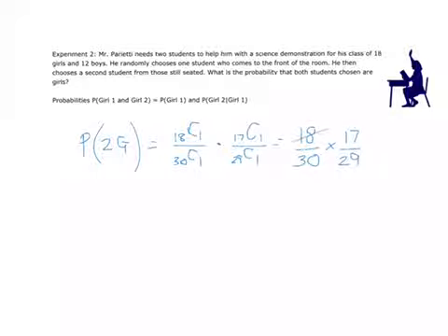Okay, we can cancel this out. 6 into that goes 3. 6 into that goes 5. Makes my multiplication a little easier. 3 times 17 is 51. And 5 times 29 is 145.